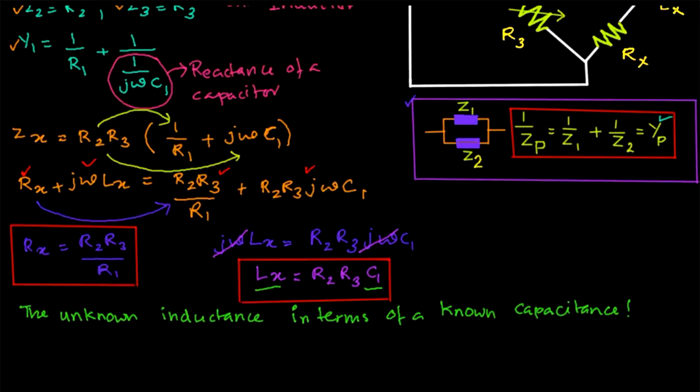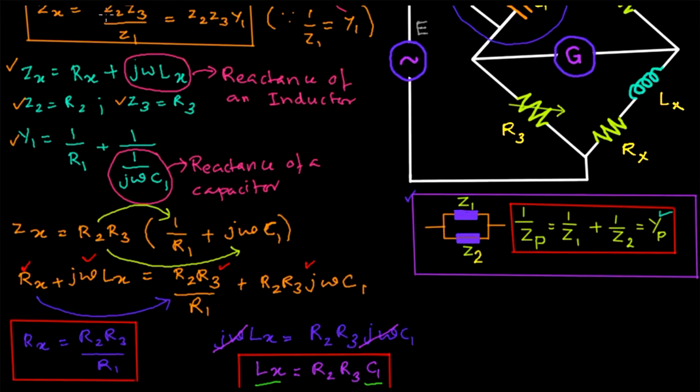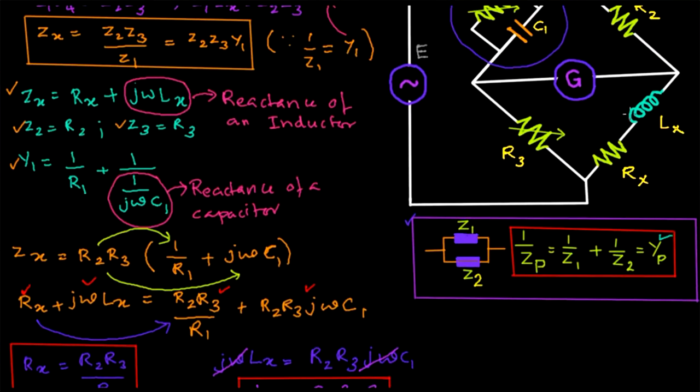So you may have a doubt why I am using this term Y1 here instead of Z2 Z3 by Z1. Why can't I directly find Z1 from this branch? Let me try to explain the reason. For example, if you want to find out Zp from this equation, we have to take the LCM. So Z1 Z2 by Z1 plus Z2. That is the effective impedance of a parallel combination.